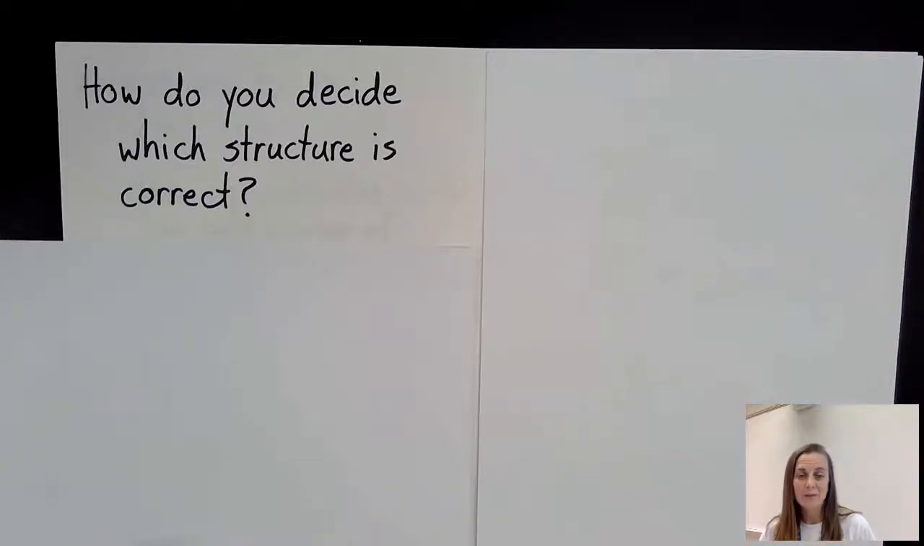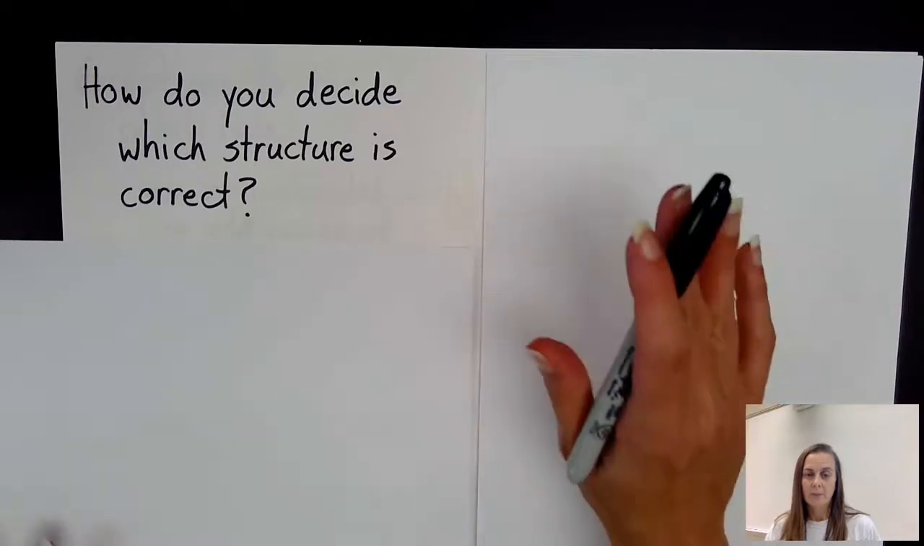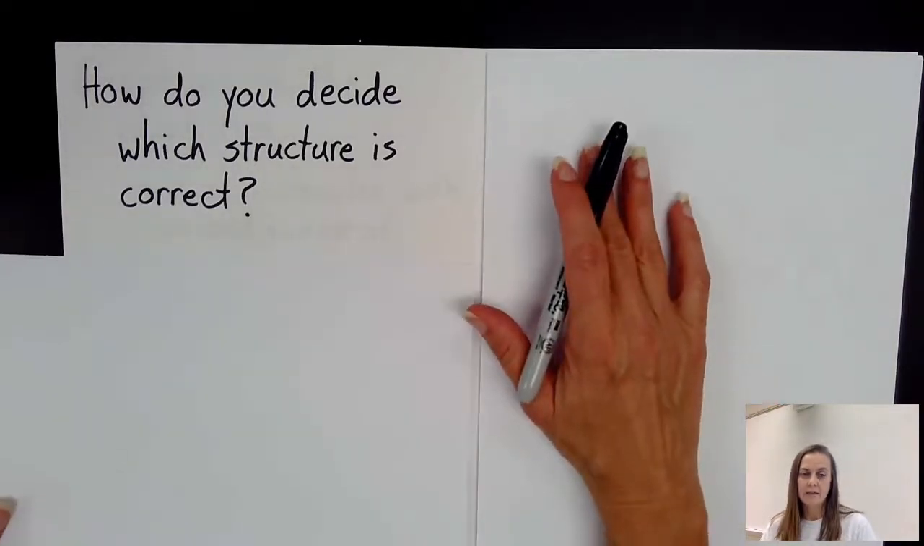So, now we have the basics of Lewis diagrams down. We sometimes run into the question of how we decide when there are multiple equivalent structures, how we decide which structure is correct. And so we're going to walk through the process today of determining formal charge and using formal charge to help us determine which Lewis diagram is more technically correct.